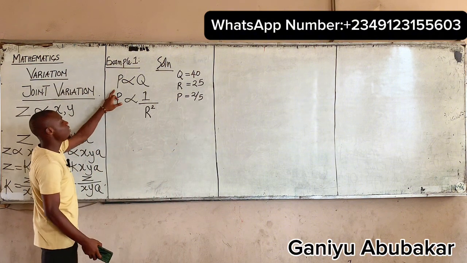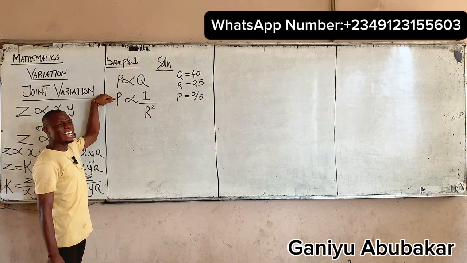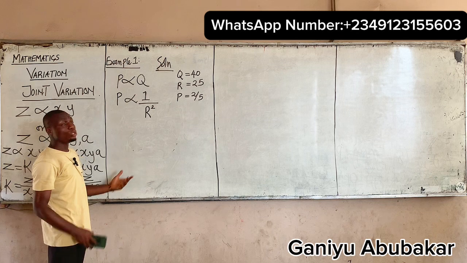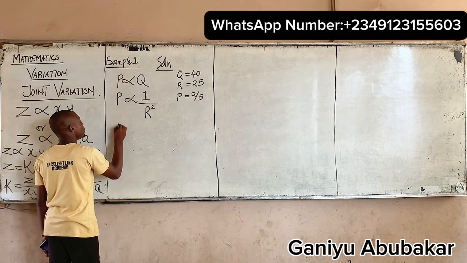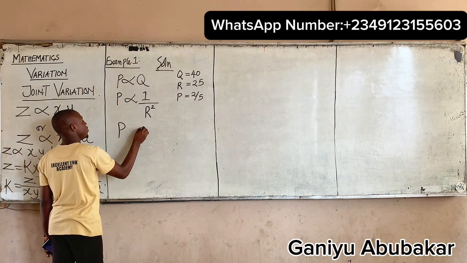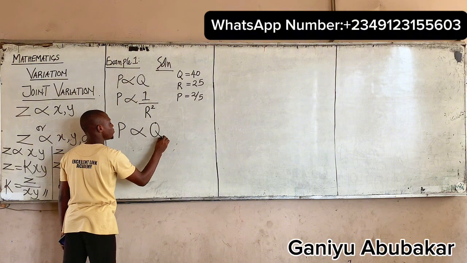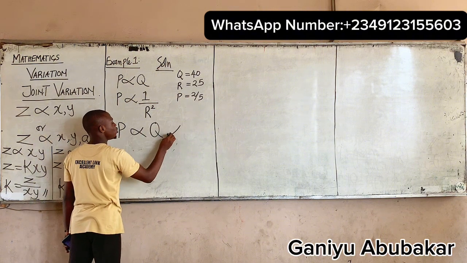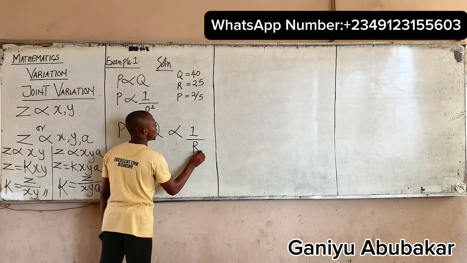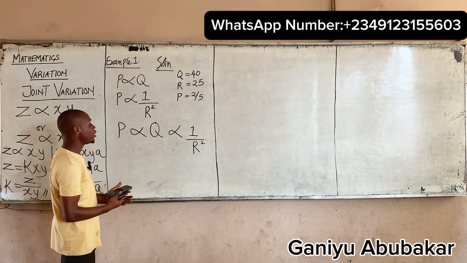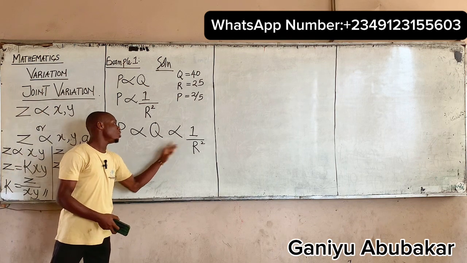First, it is simple. P is directly proportional to Q. At the same time, P is inversely proportional to R squared. What do you do in this case? I'll join the two together. P is proportional to Q, and that is proportional to 1 over R squared. I'm just combining them because this is referred to as a joint relation. You combine the two together.